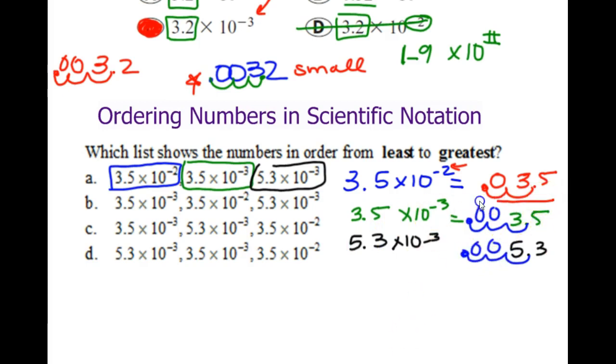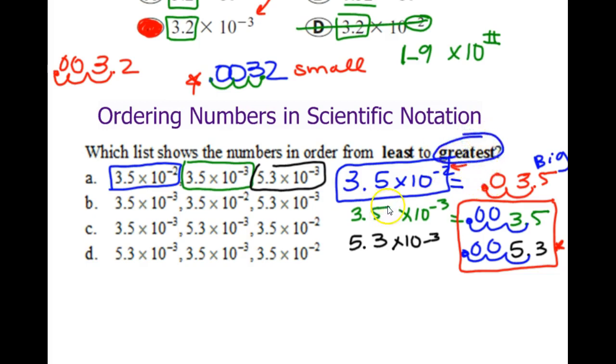So these two here have the same number of decimals up front, 0, 0, but I know this one is bigger because it has a 5 and this one has a 3. And then this one right away, if you compare 0, 0, 3, 0, I know this one is the biggest. So right away I have to have this number on the end because that's the greatest number. So 3.5 times 10 to the negative 2, well, that's here and that's here. So I know that one is the biggest.